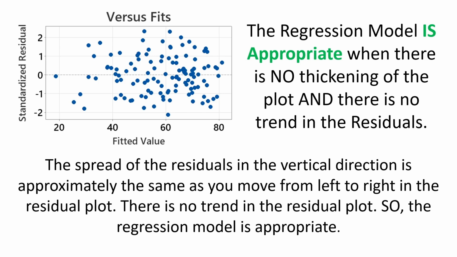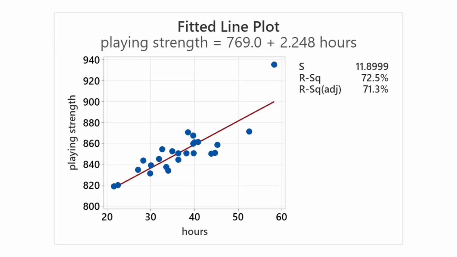I think the last thing we'll do, we're now going to go back to the data for the chess players, and we're going to look at the residual plots for that data. So just as an example, here's that data where we have on the horizontal axis the number of hours a student spent using the training program for that one month. On the vertical axis is their chess playing strength at the end of the month. We can see the line of best fit. We can see R squared is 72.5%.